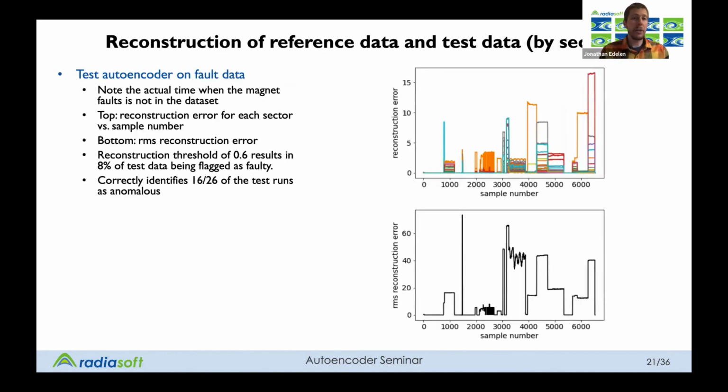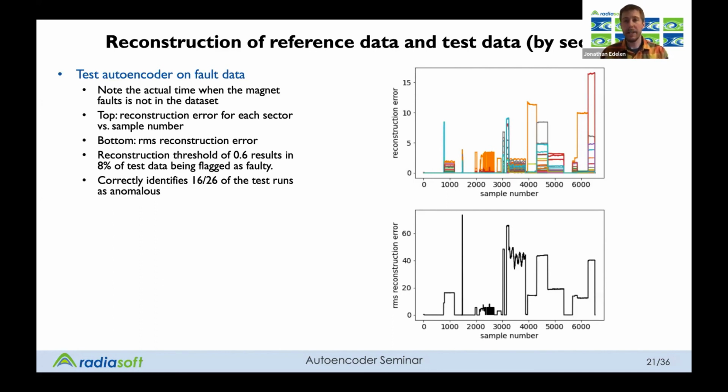So then we test the autoencoder on the fault data. None of this data is seen in training or in validation. The architecture is not tuned on the fault data or anything like that. It's purely tests. And again, the time when the magnet failed is not in the test data set. So this is purely predictive tests.